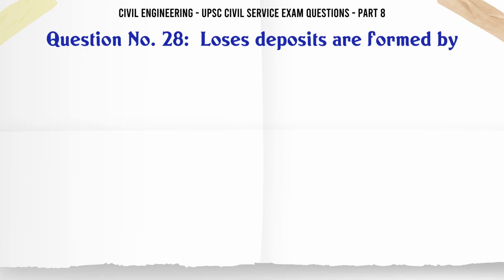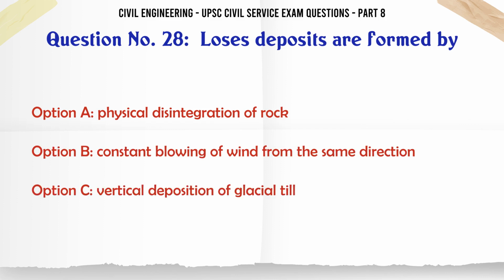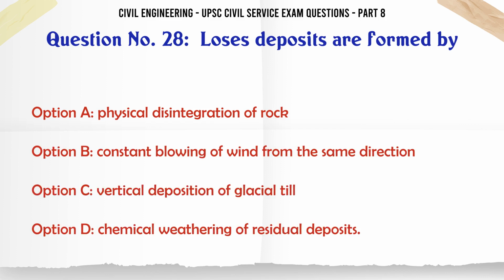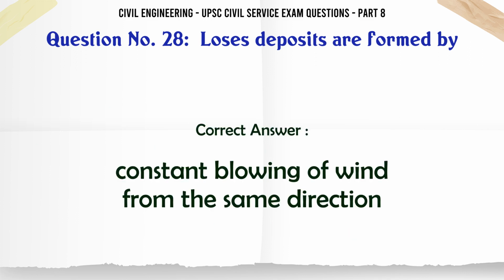Loess deposits are formed by A: physical disintegration of rock, B: constant blowing of wind from the same direction, C: vertical deposition of glacial till, D: chemical weathering of residual deposits. The correct answer is constant blowing of wind from the same direction.